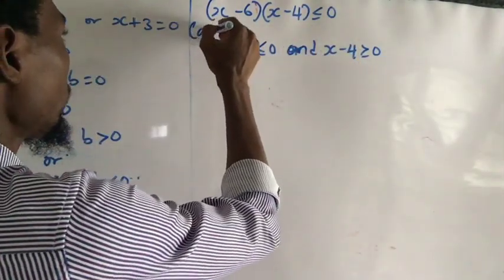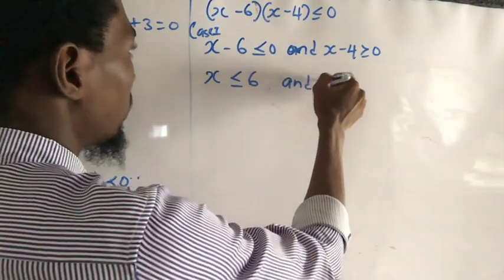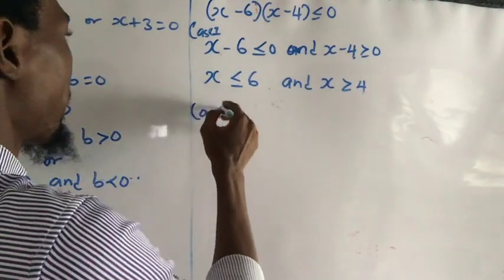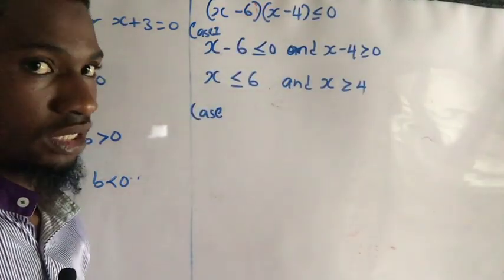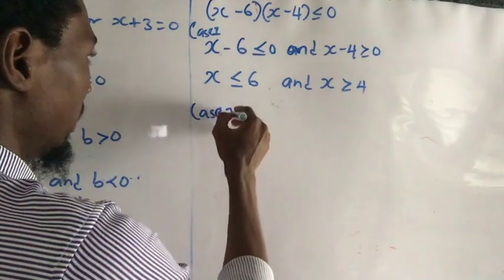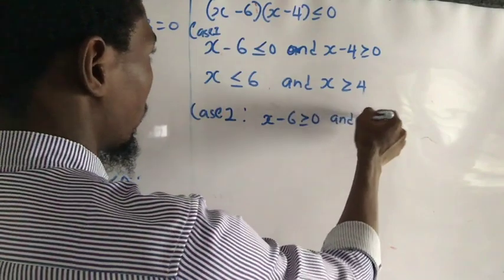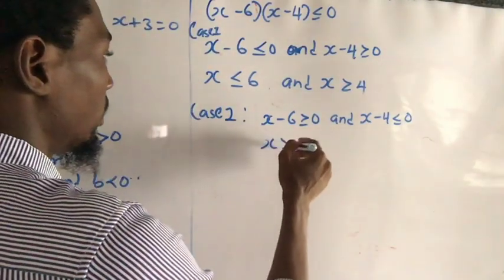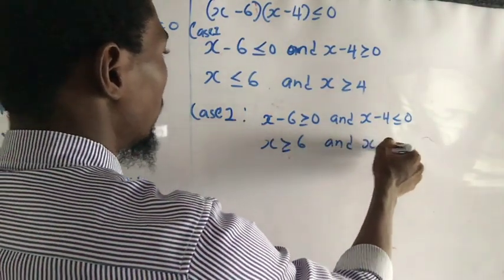Case 1. So here you have x less than or equal to 6 and x greater than or equal to 4. Okay, so case 2. So we consider, what if x minus 6 is positive and x minus 4 is negative? Then you have x minus 6 greater than or equal to 0 and x minus 4 less than or equal to 0. So you have x greater than or equal to 6, and x less than or equal to 4.